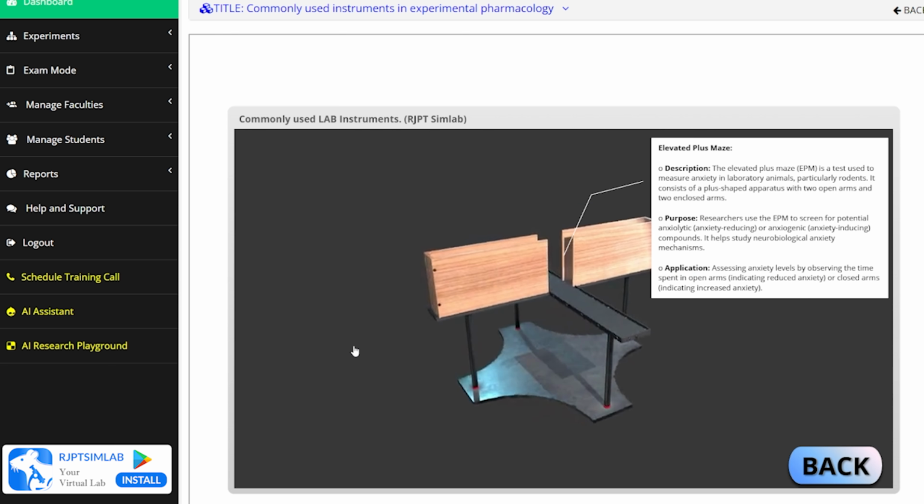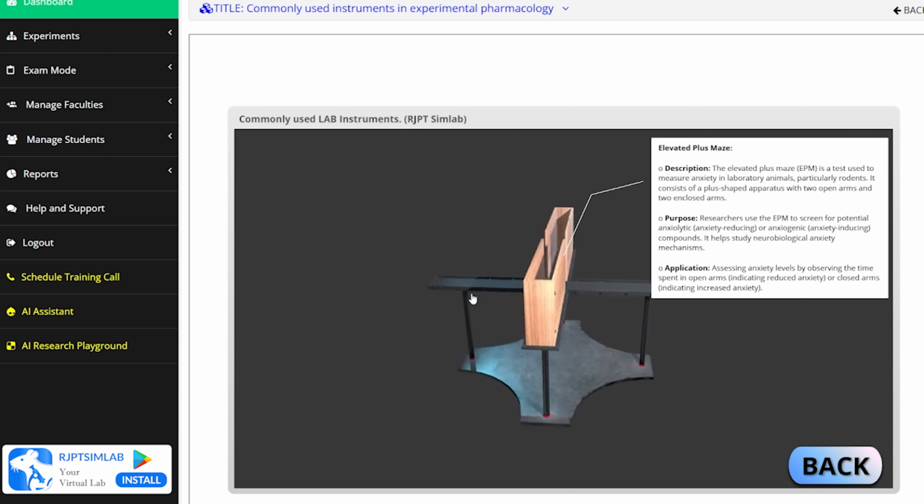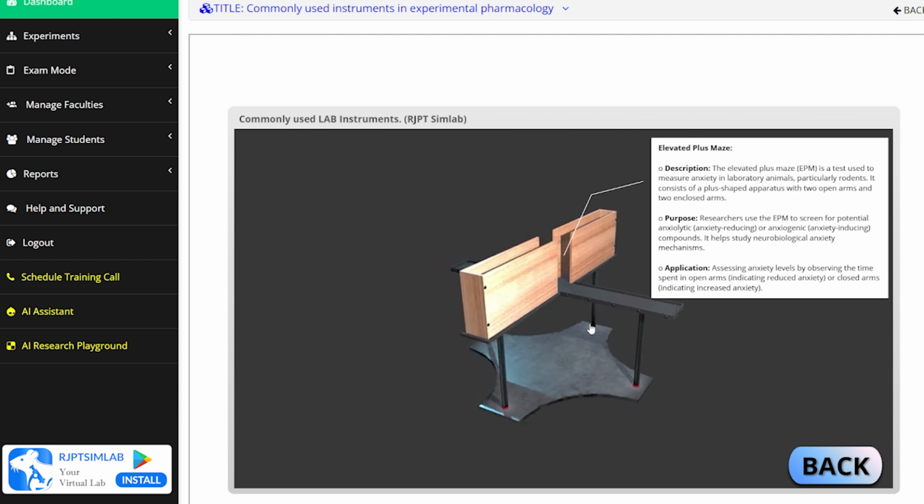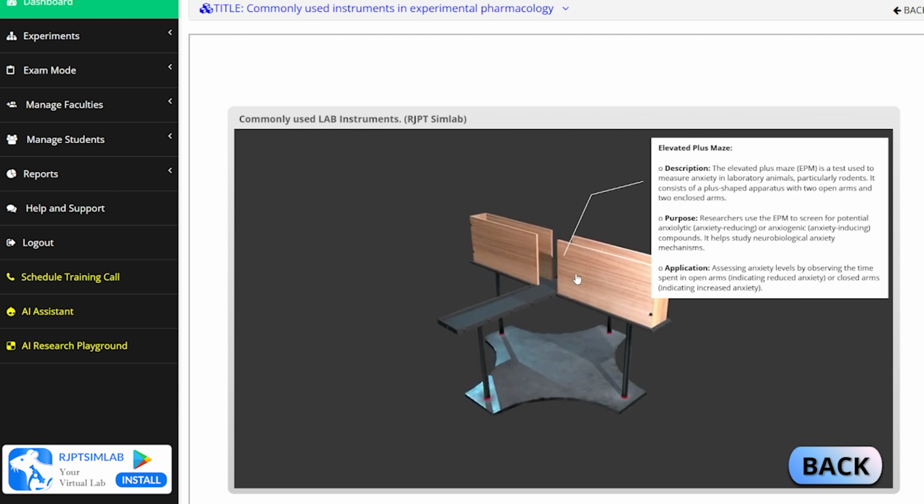The description of this instrument says that the elevated plus maze, EPM, is a test used to measure anxiety in laboratory animals, particularly rodents. It consists of a plus-shaped apparatus with two open arms and two closed arms. As we can see, the shape of this instrument is a plus. The black ones are the two open arms and the brown ones are the two closed arms.